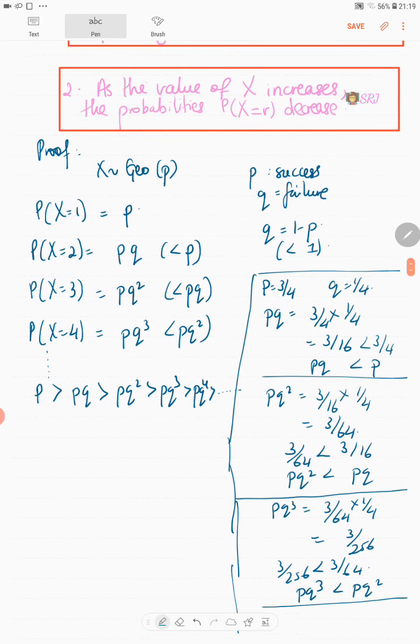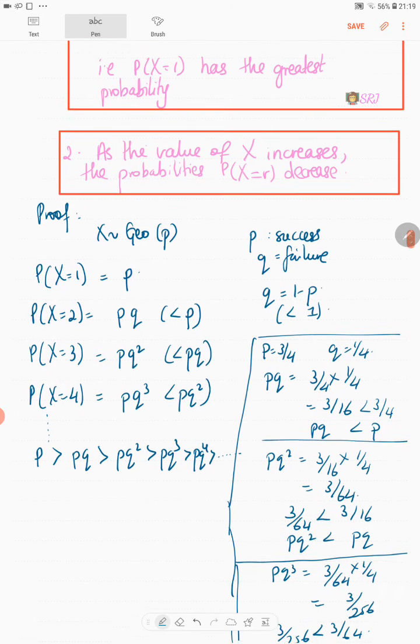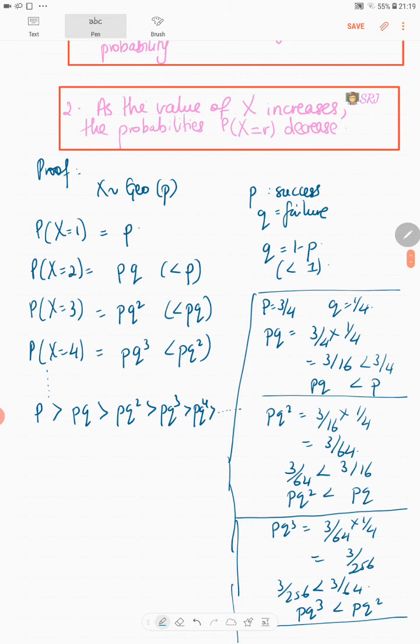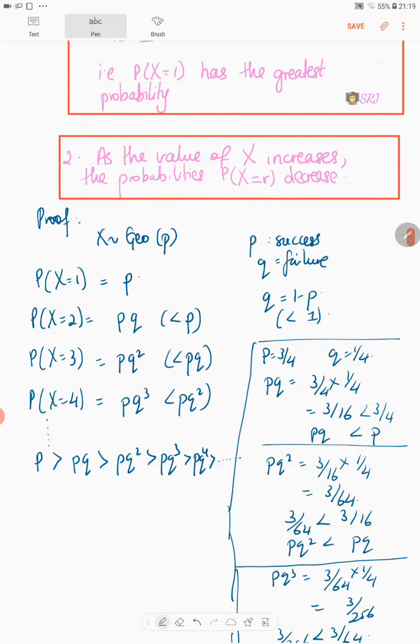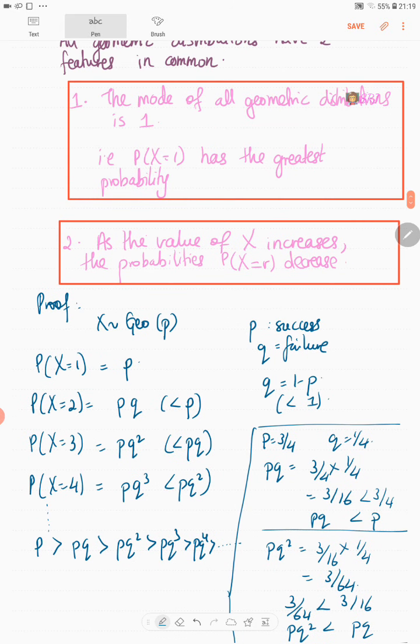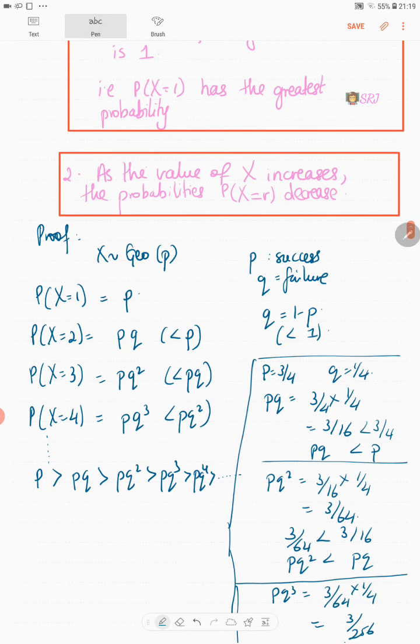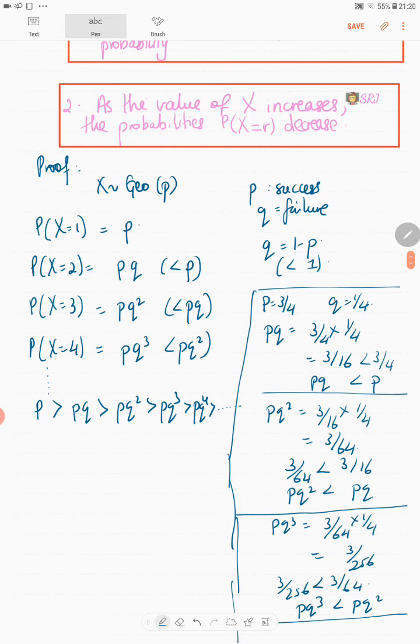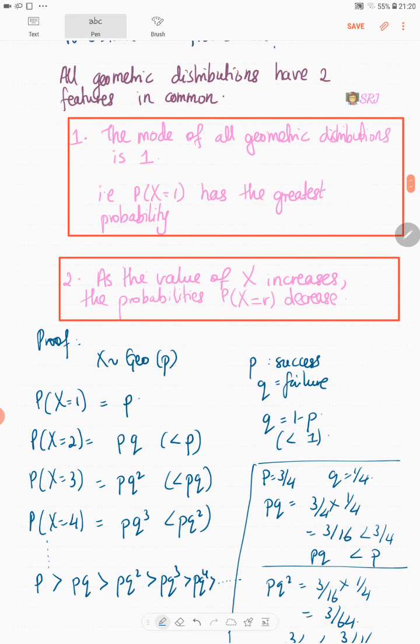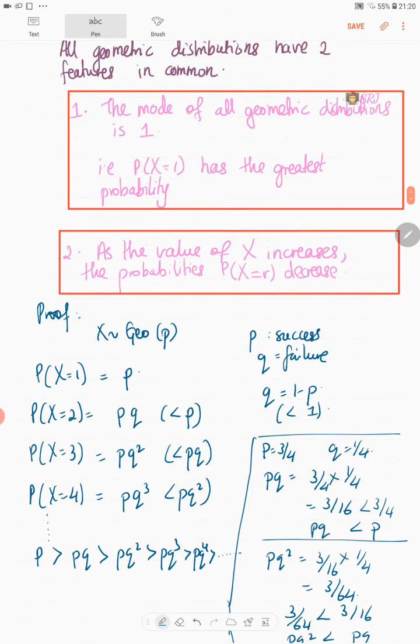So we have been able to prove these two features. The first one being P, the greatest probability. So X is equal to 1 is the mode because P is the greatest probability. And the second feature, we can see that as the value of X increases, the probabilities are decreasing. So this is less than P, this one is less than PQ, this one is less than PQ square. It keeps on decreasing. So these are the two important features for a geometric distribution.